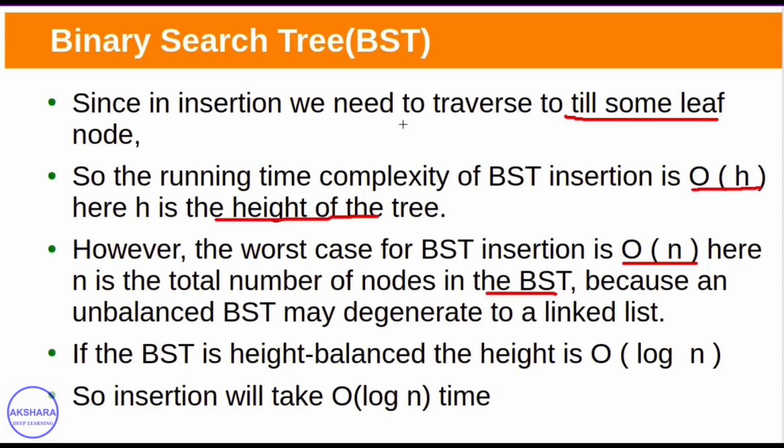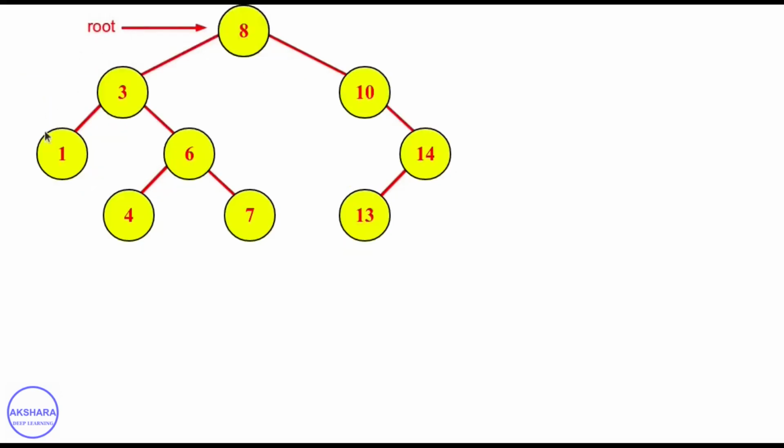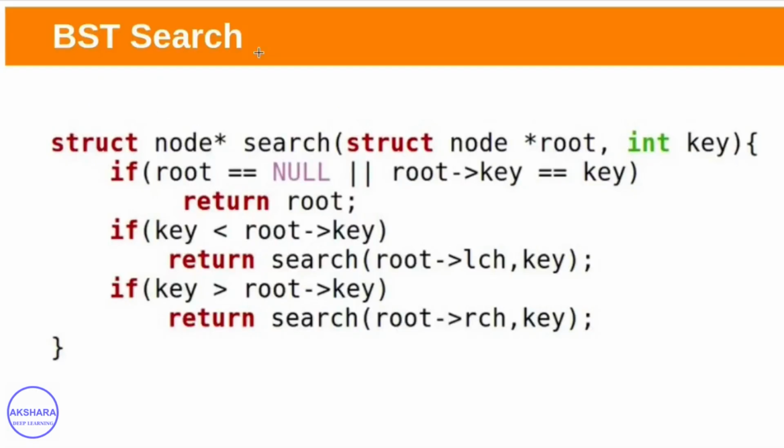This time complexity will depend on the order of the insertion of the nodes. Suppose I insert 1, then 2, then 3. Here the tree is not balanced, so it will be like a linked list. If the binary search tree is balanced, then the height will be order of log n, so insertion will take big O of log n time. If we have a tree like this, this is a balanced tree, so here insertion will be big O of log n time. We have seen the insertion operation. Let us see the search operation in a binary search tree.